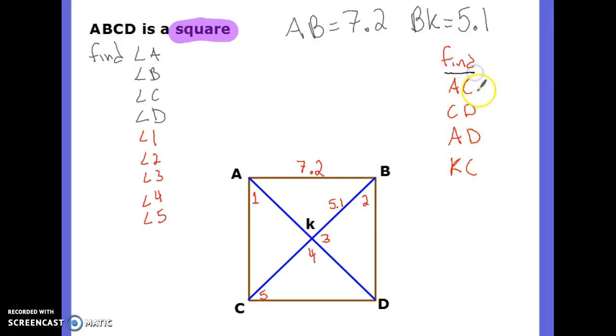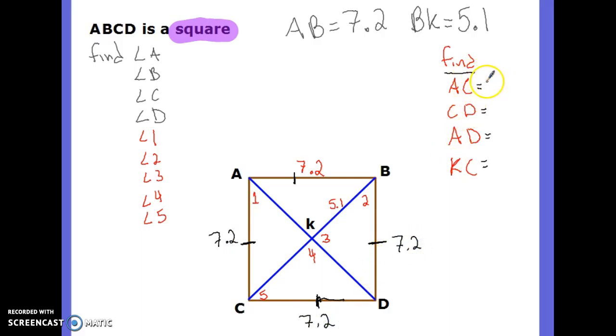You'll notice here I've asked for the length of 4 different sides, or 4 different pieces: AC, CD, AD, and KC. Now, let's look at AC first. You'll notice AC is one of the sides of a square. And as most of you know, if you've watched my videos on the properties of squares, all of the sides are the same. So in fact, all of the sides are going to be 7 2/10.